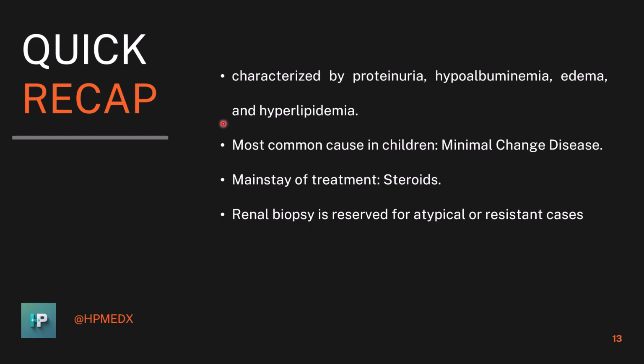And then a quick recap of the topic. It is characterized by proteinuria, hypoalbuminemia, edema, and hyperlipidemia. You should remember this classic tetrad because it is often asked in exams. And then the most common cause in children is minimal change disease, and the mainstay of treatment is steroids, that is prednisolone. And renal biopsy is reserved for atypical and resistant cases, not for everyone.